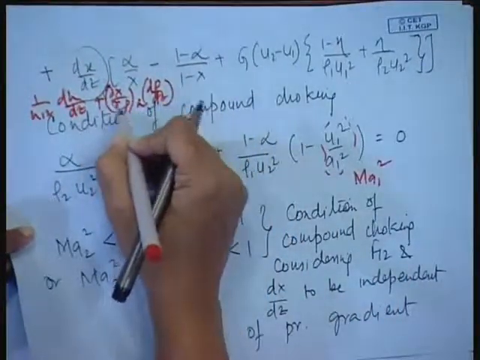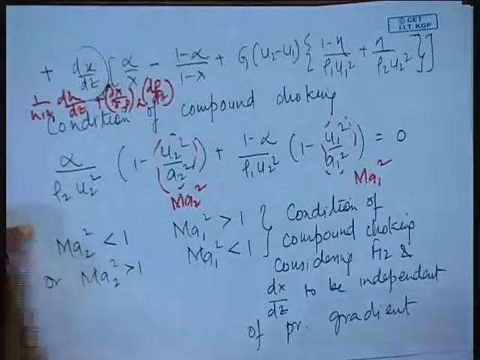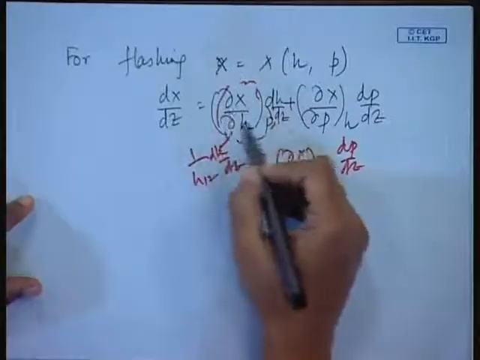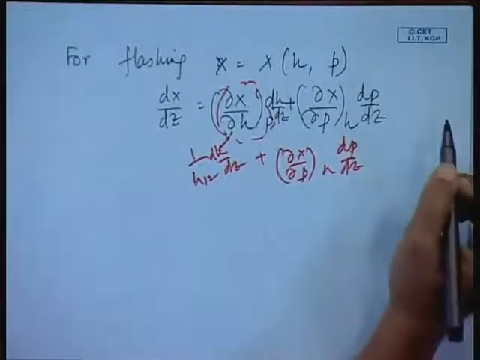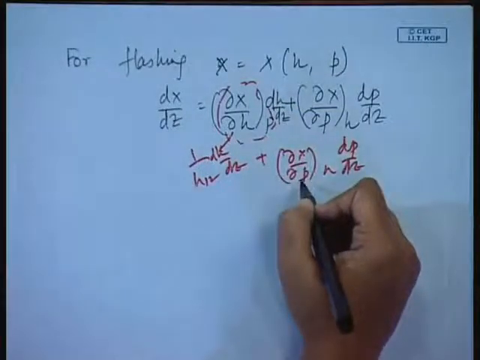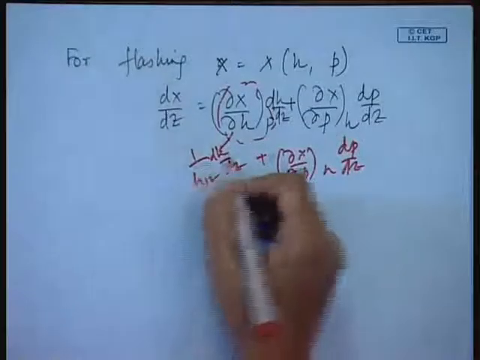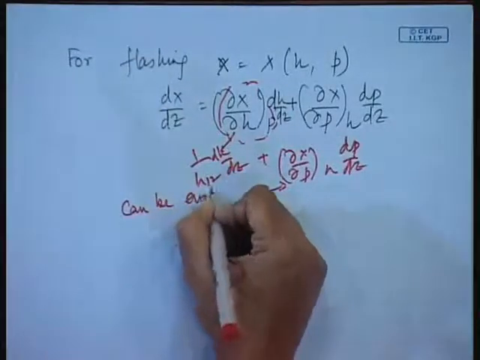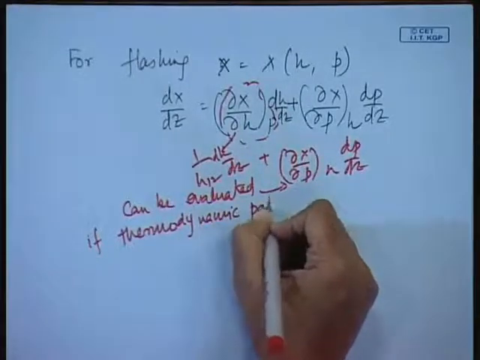So, for flashing, what happens? This term along with this will go to the dp dz, it is going to be attached with dp dz, and that entire thing will come out as the condition of flashing. Do you understand? So, for flashing, we find that we are going to introduce two terms. One is 1 by h12 dh dz, the other is del x del p at constant h dp dz. Okay. Now, we can find out del x del p at constant h if the thermodynamic path is known, is it not? Once we know in what particular path we are going to affect the phase change, we can find out this particular term. Okay. So, this can be evaluated if the thermodynamic path is known.